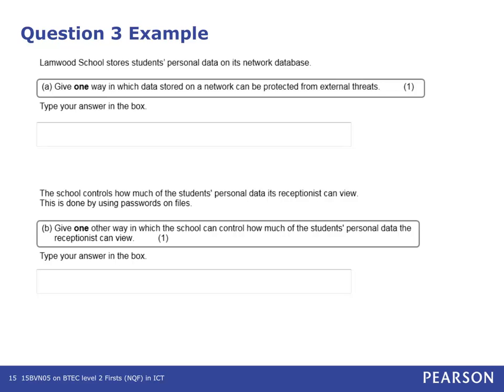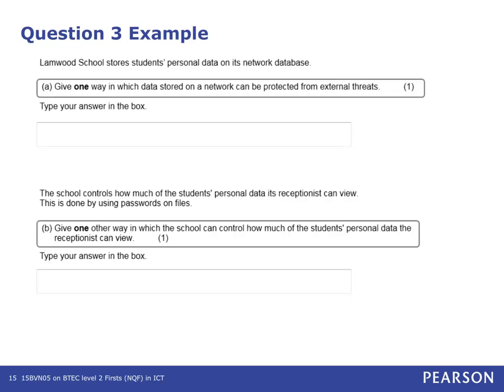Password was identified in the stem as one way a school can control how much of a student's personal data is viewed by different members of staff. Learners were required to provide one other way of controlling how much of this data can be viewed. Most learners identified that file permissions or levels of access were methods of controlling how much data can be viewed by a receptionist.